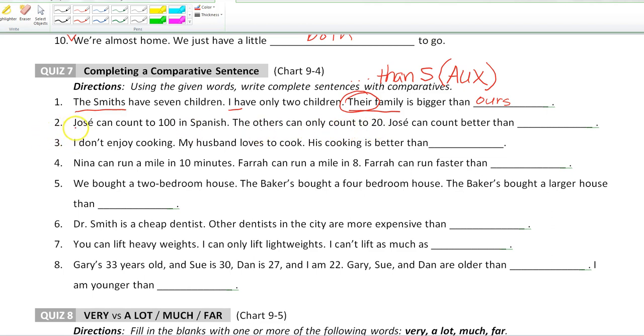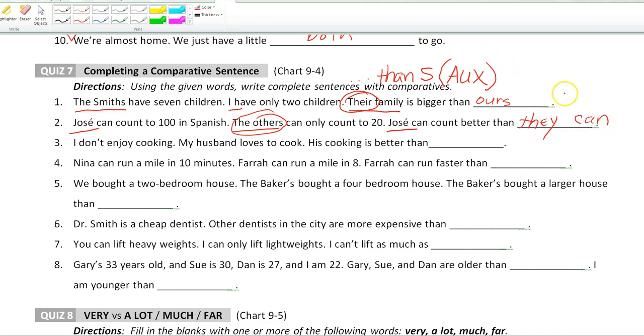Okay, so we're talking about Jose and the others. And we have Jose here, so we're people to people. And the others, more than one person. So Jose can count better than they can.